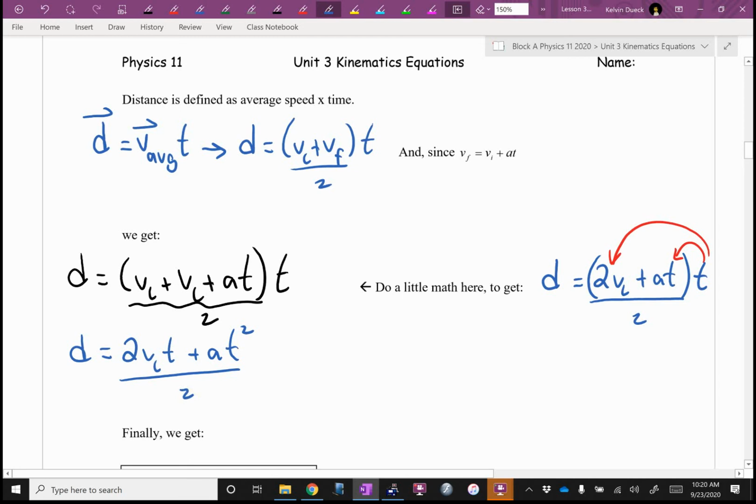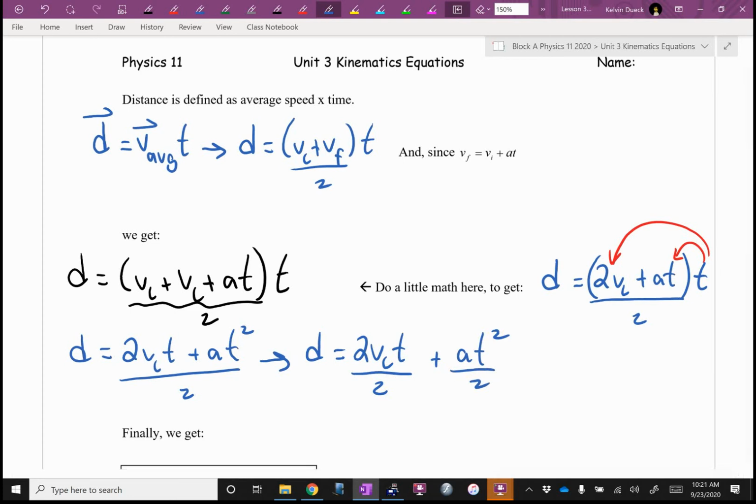We're trying to generate the third equation. We're almost there. If you look at your green formula sheet, you can kind of see where we're headed. Is everything being divided by 2? Then I can split them up. I can write this as D equals 2 VIT over 2 plus AT squared over 2.